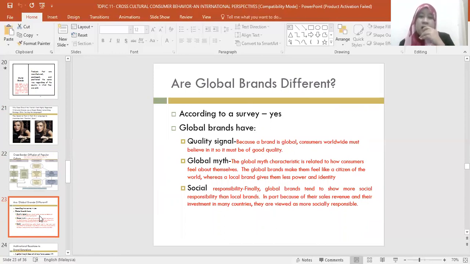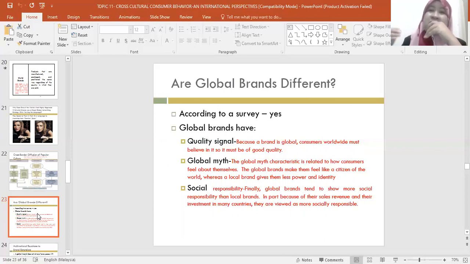According to the survey, they say yes. So the global brand has the quality signal. This is not saying that, but majority dominant, okay, saying that quality products mostly come from the global brands. Because why? Because the country they want to export the product to, they have to make sure that the product gives some impact, because the product is like an ambassador to the country that this product comes from. For example, from Japan, it should be a quality product because it shows that the quality of Japanese is very good. Because the brand is global, consumers worldwide must believe it, so it must be good quality.